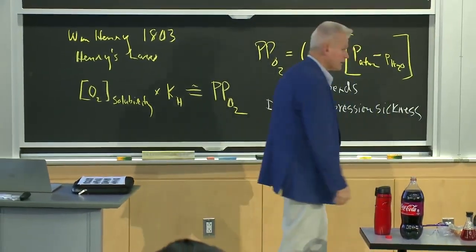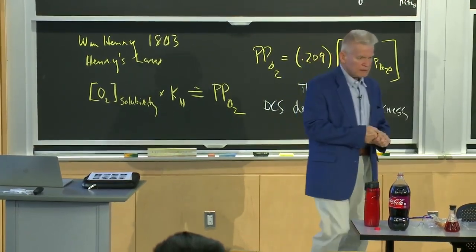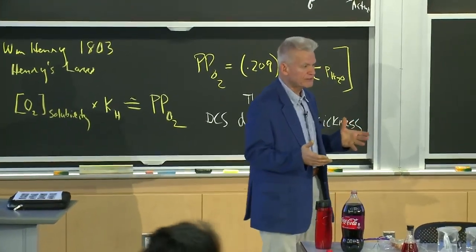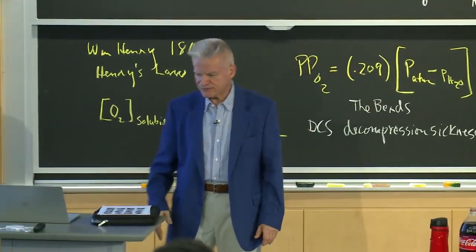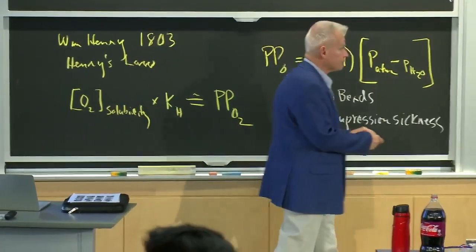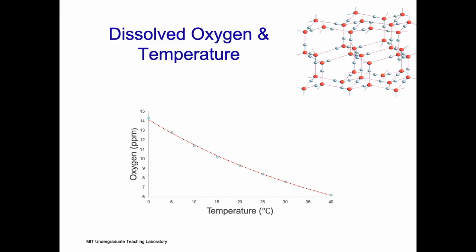That's a great example of Henry's law. What about if we think about temperature and dissolved oxygen? Let's actually take a look at that. Here is a graph of oxygen concentration and temperature. What stands out to you here? Sean? I mean, it decreases exponentially with temperature.